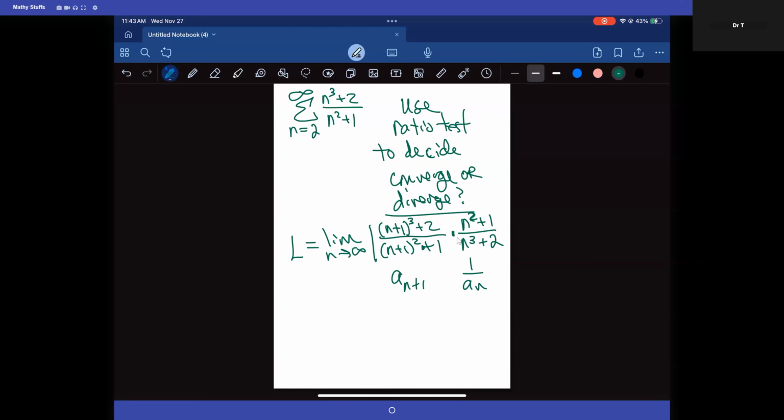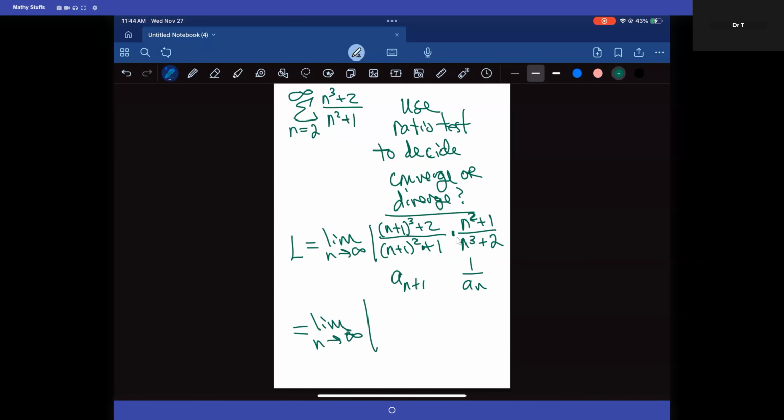Because look, what do we got on top? We're going to have some polynomial in n on top. We're going to have some polynomial in n in the bottom. When we have a limit of a ratio of polynomials, all we need to know is what is the number in front of the highest power of n on top and the highest power of n on the bottom. So this is going to equal the limit as n goes to infinity.